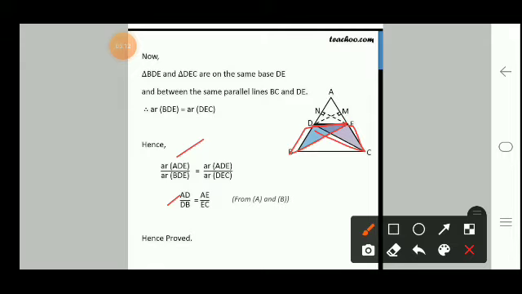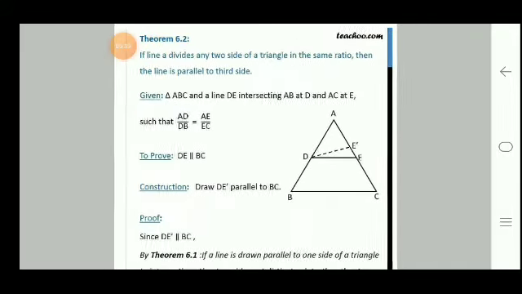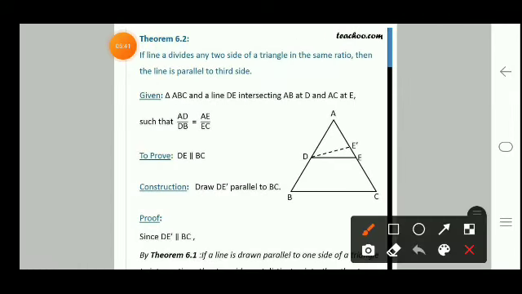Now moving towards the next theorem, that is theorem 6.2 of our book. This theorem is, if a line divides any two sides of a triangle in the same ratio, then the line is parallel to the third side. So here DE is a line dividing the sides AB and AC in the same ratio, then it means DE should be parallel to BC.